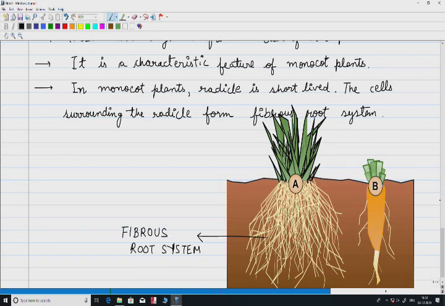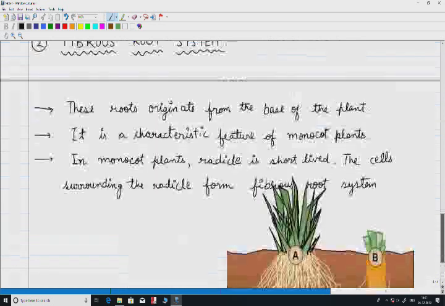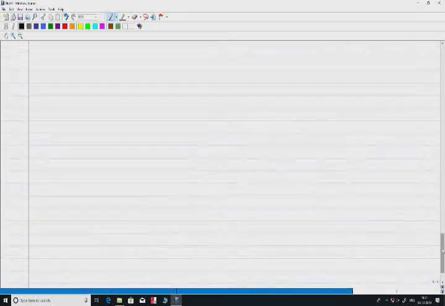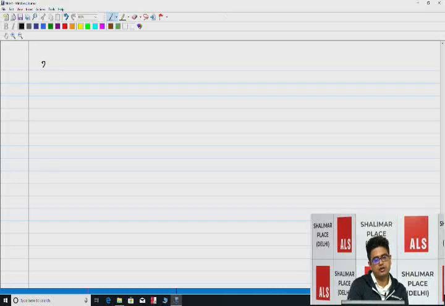All right, so moving on. Fibrous root system is done now. Third is the adventitious root system. Please put the heading: adventitious root system.